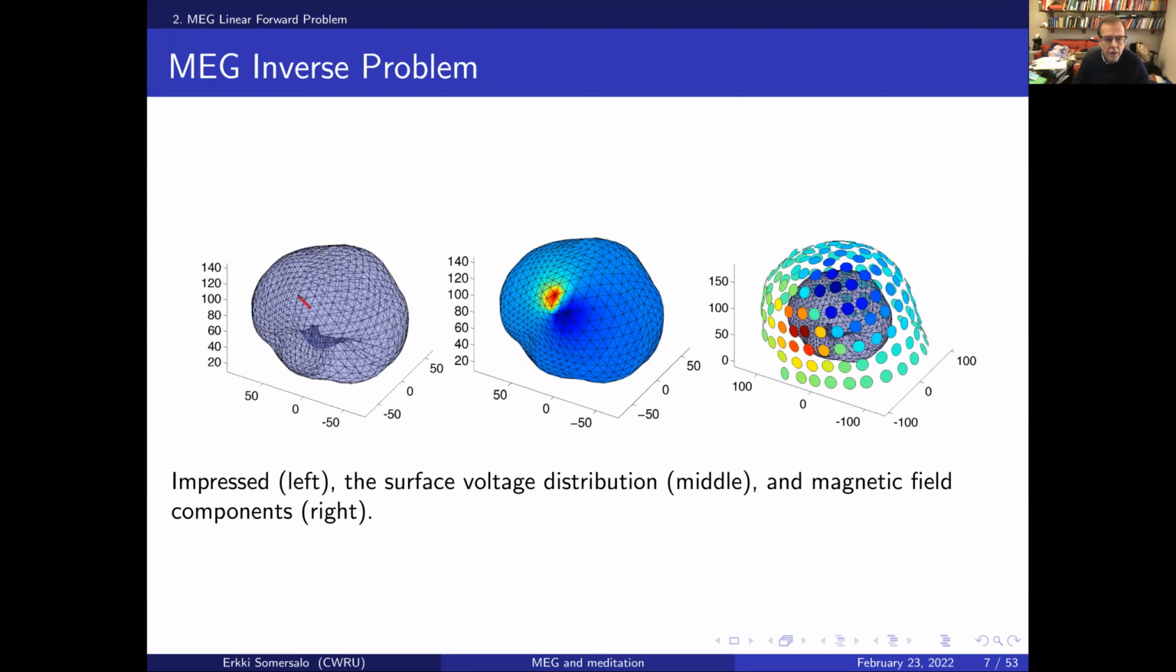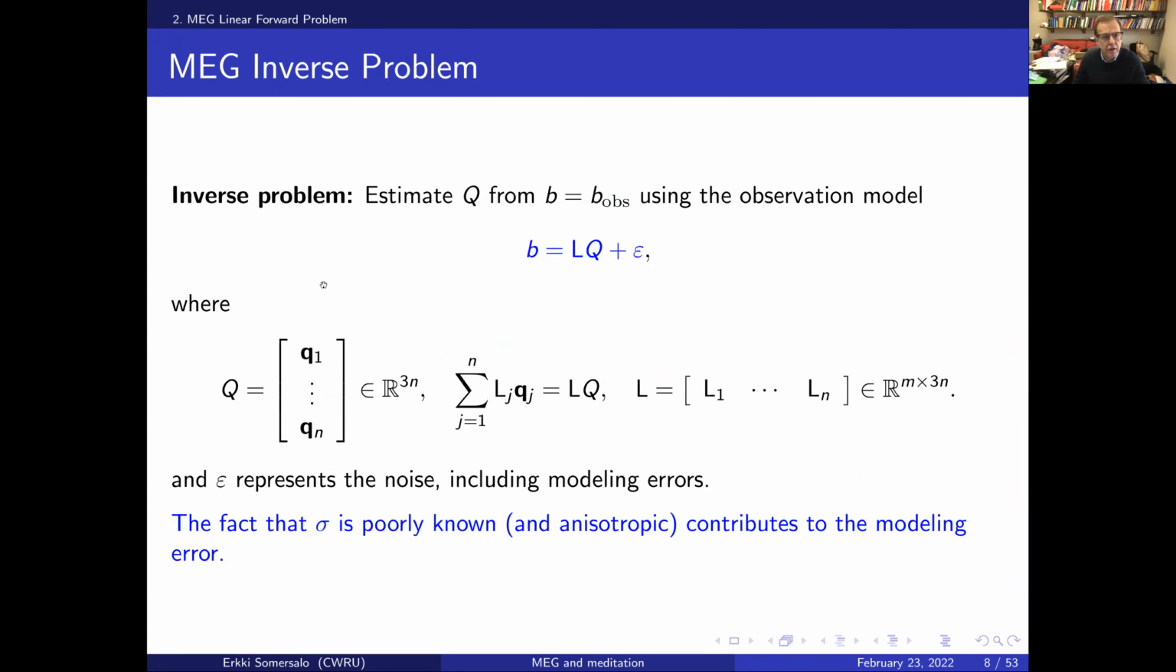And so if you have a dipole, which you see on the left, then you calculate using boundary element method the voltage potential. And once you have the voltage potential, you get this MNM picture. So these are the magnetometer normal component of the magnetic field at the magnetometer. So this right side shows you how the data looks like, and the left side is what you would like to know. Okay, so that's said.